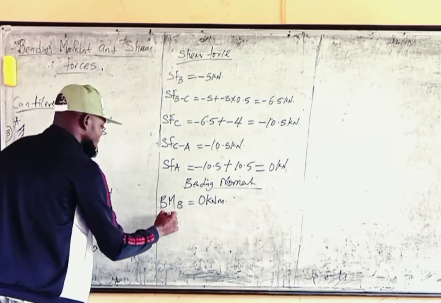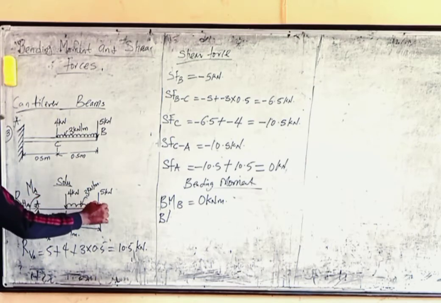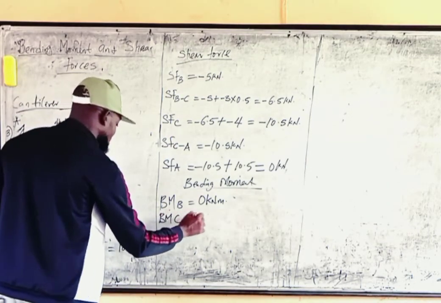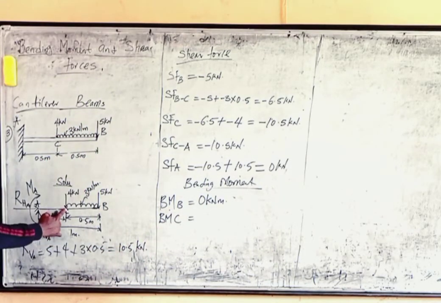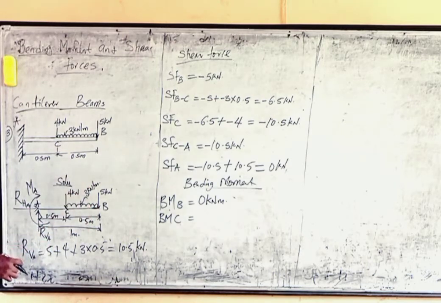What is the bending moment at each point, point A, point B, point C? What will be the bending moment at point C? Now, two loads are going to contribute to this moment, which are the 5 and the distributed load, that is the 3 kilonewtons per meter. So how are we going to do that?